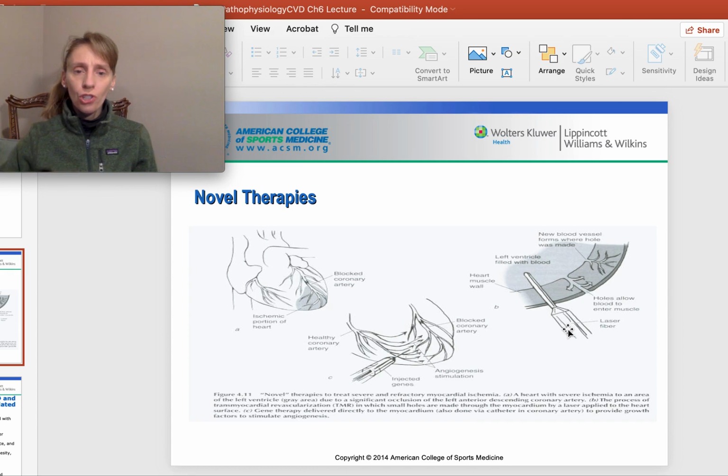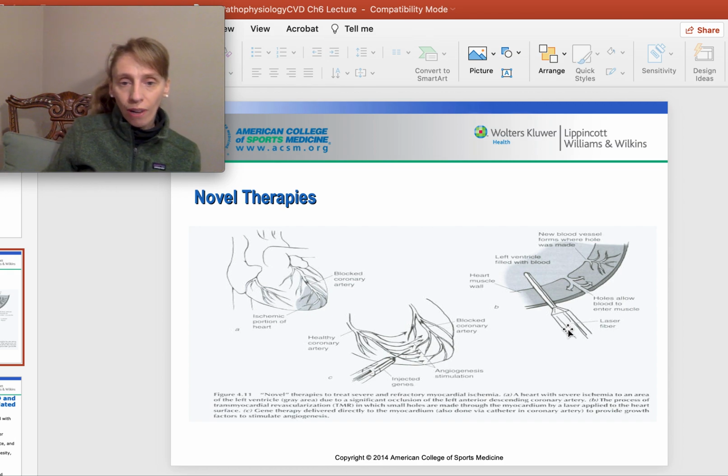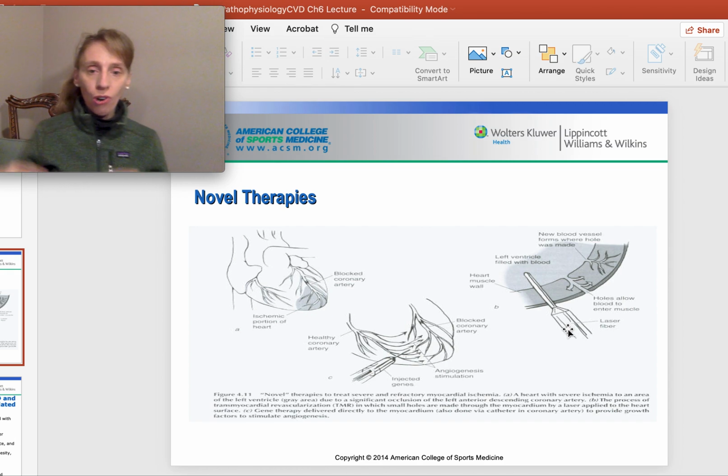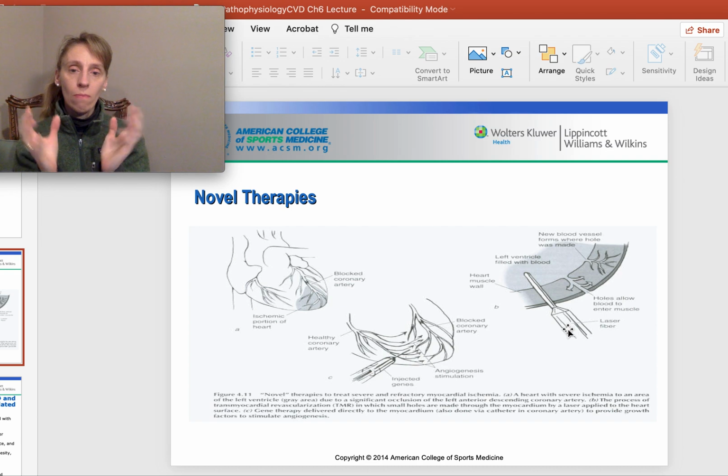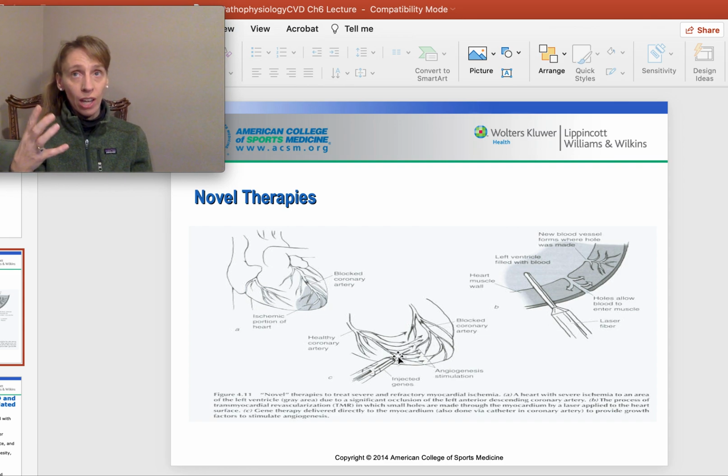This one over here is showing you how they can drill little holes into the heart, trying to help with little lasers, right? So little lasers directly into the heart that are trying to help the body uptake more blood flow. The other one is angiogenesis, and angiogenesis is injection of genes, right? So injected genes, and angiogenesis, you know what that means, right? New growth, to try to stimulate new collateral growth.